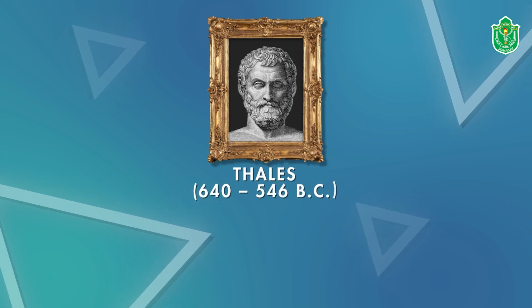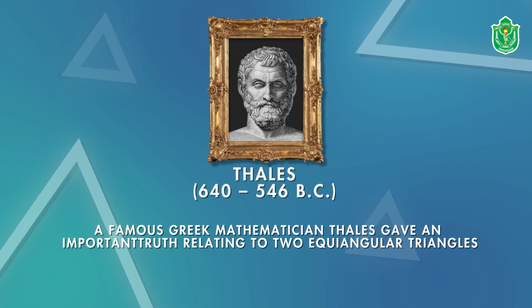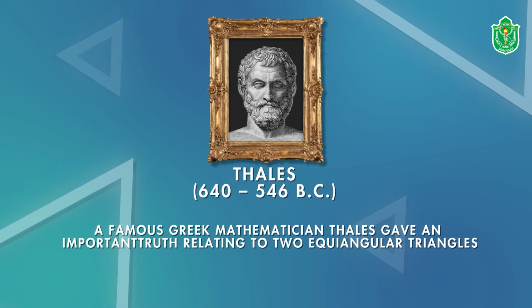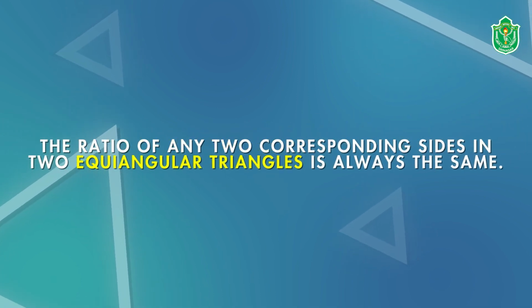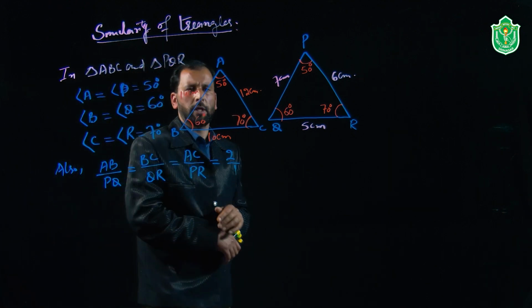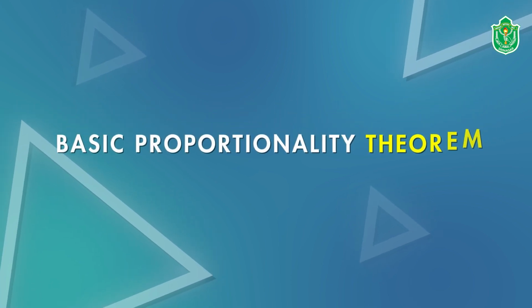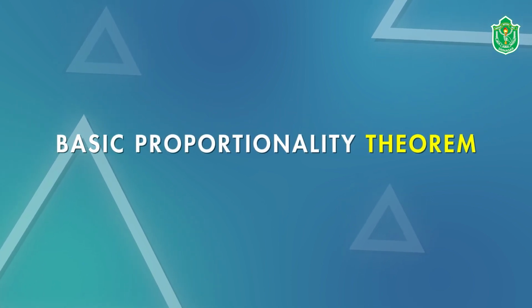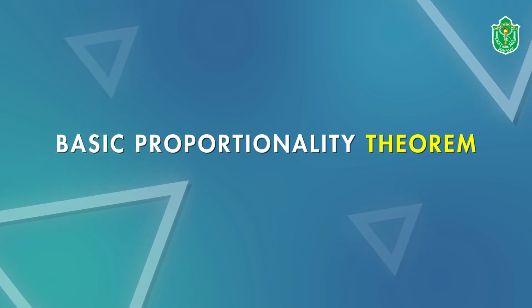A famous Greek mathematician Thales, in 600 BC, gave us an important truth based on these equiangular triangles. He stated that the ratio of any two corresponding sides of two equiangular triangles is always the same, irrespective of their sizes. On the basis of this fact, the theorem is known as the basic proportionality theorem. First of all, what is the statement of the basic proportionality theorem?